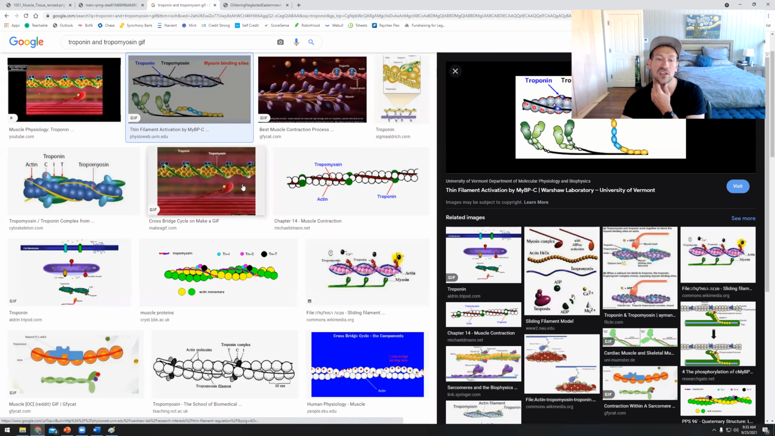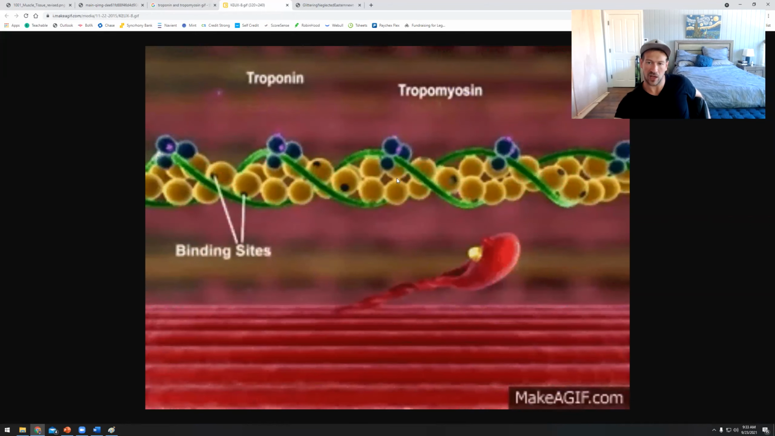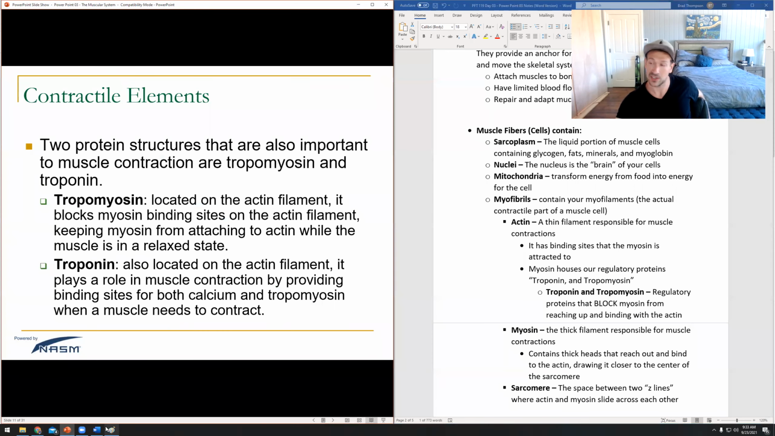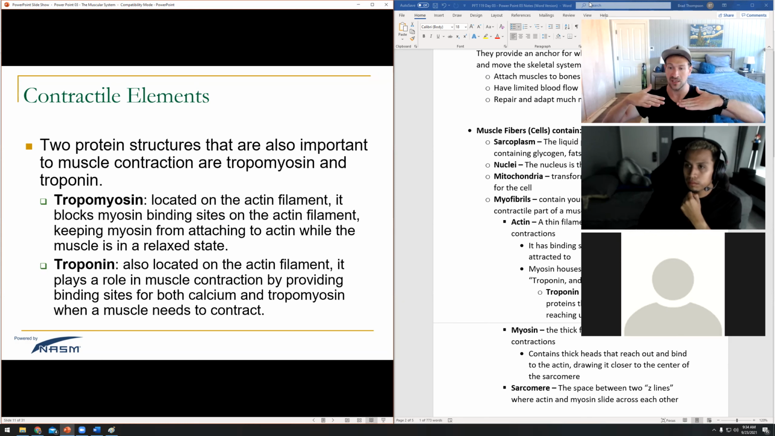So how do we move those strands out of the way? How do we get that strand to uncurl and expose those binding sites? Well, remember earlier I mentioned calcium is going to be very important for muscle contractions. If we flush calcium into the fluid of your muscle cells, troponin and tropomyosin are super attracted to calcium. So that calcium lifts the troponin and tropomyosin away and the binding sites are exposed, and myosin's like, all right, I'm getting in there. It reaches up and grabs the actin and pulls it towards the center.